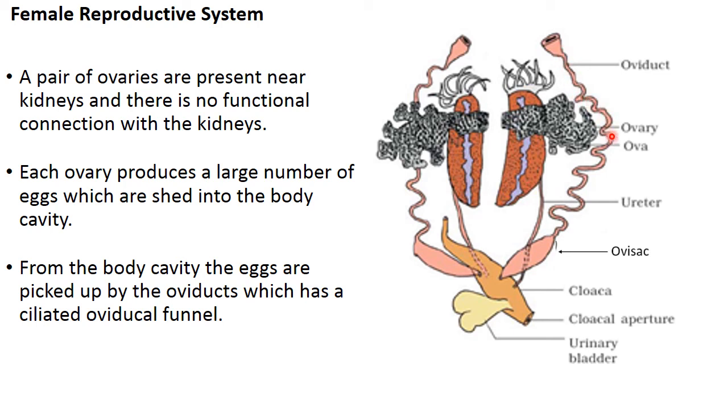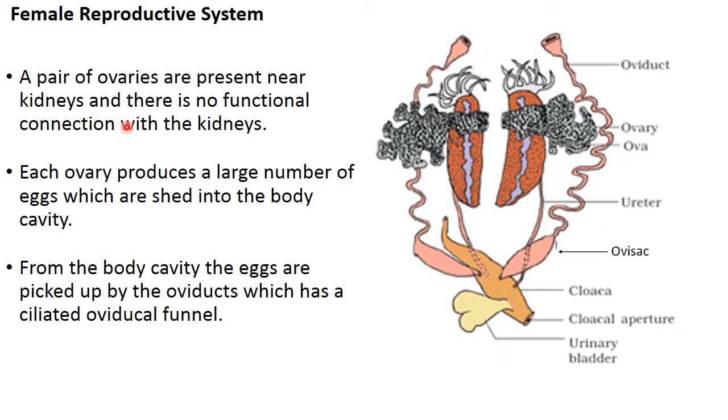Through these oviducts which is highly coiled here, और यहाँ पे जो proximal part जो है that is swollen and that is called as ovisac, और यहाँ पे the eggs will be stored, and these ovisacs will open separately दोनों side से into this common chamber that is the cloaca, and from there the eggs will be shed into water to outside, where the male frog will shed the sperms and fertilization is external in water.